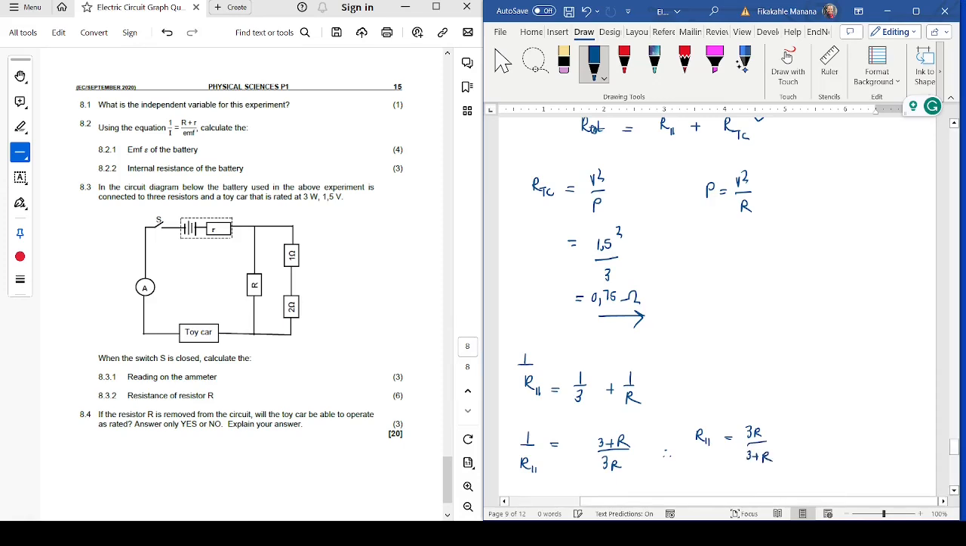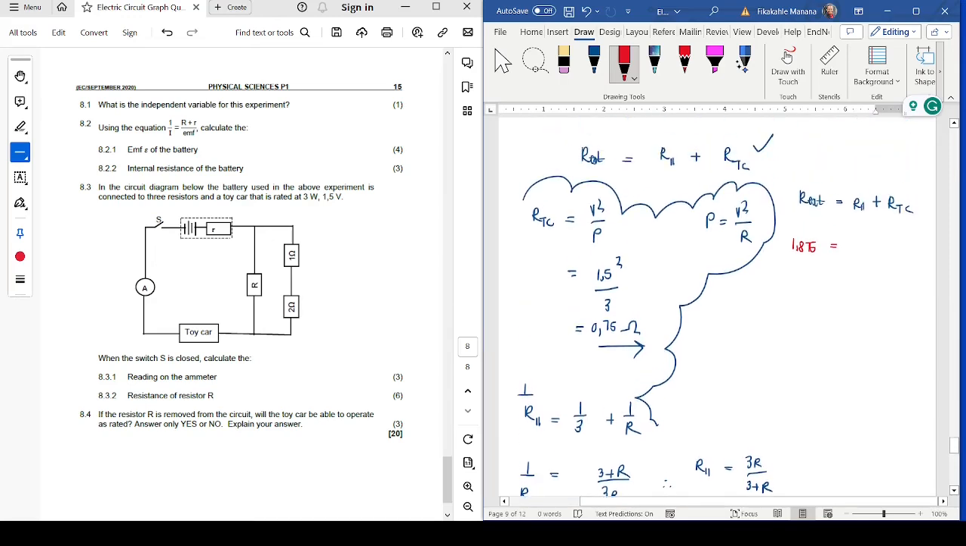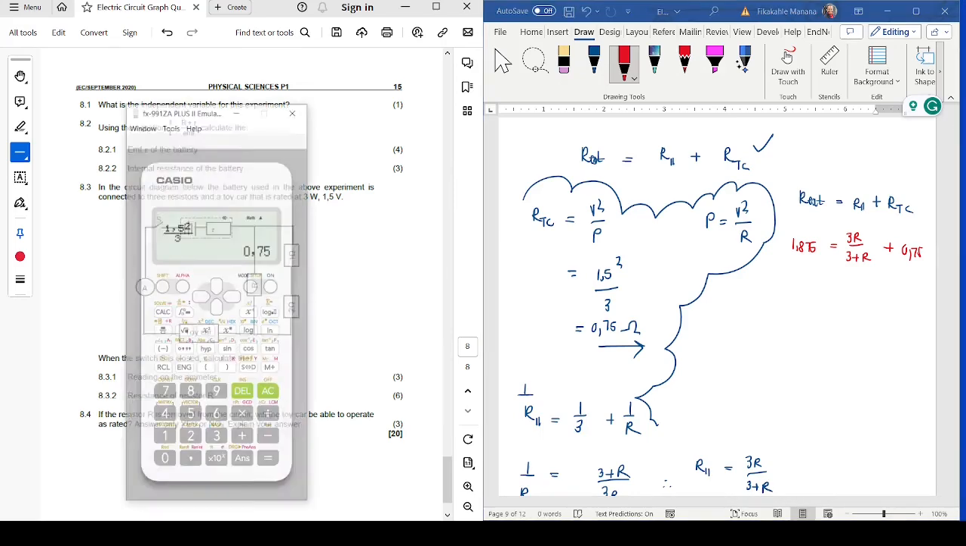Okay, now let's go back and work things out. I'm going to put a bubble around here. I have the external resistance is equal to the parallel resistor plus the toy car's resistance. Okay, and the external resistance is 1,875. The parallel resistance is 3R over 3 plus R, and the toy car's resistance is 0,75. We're going to do some mathematics gymnastics.